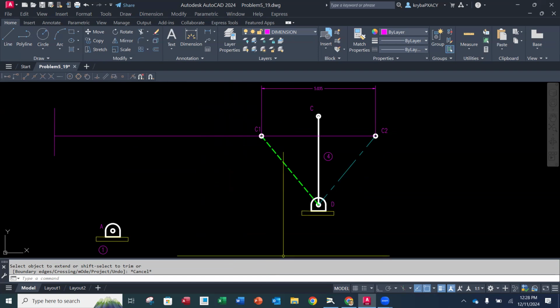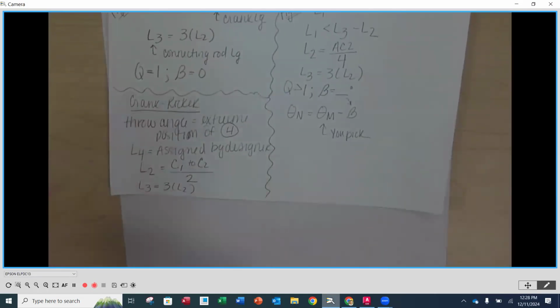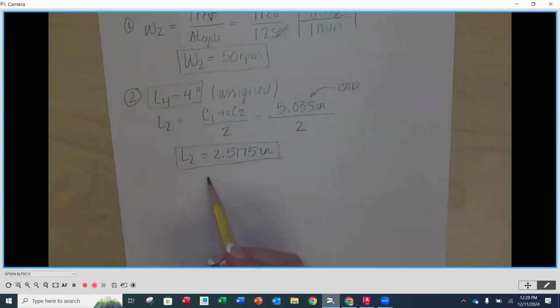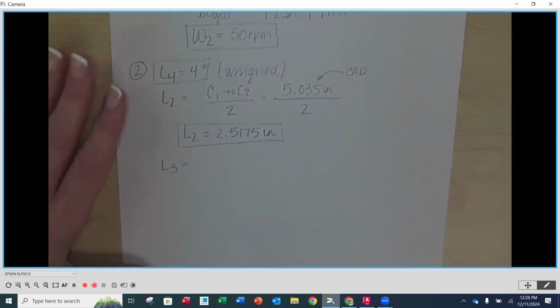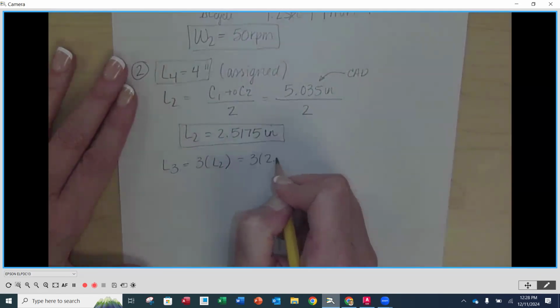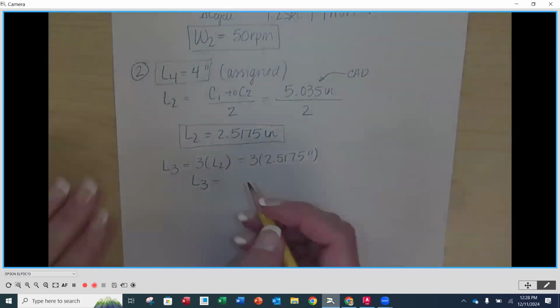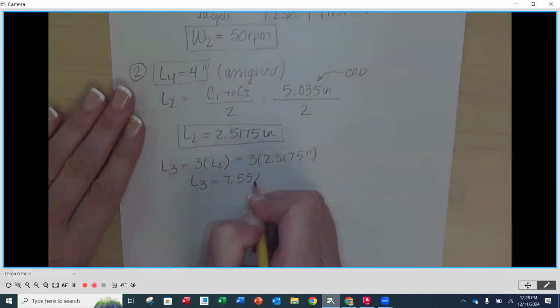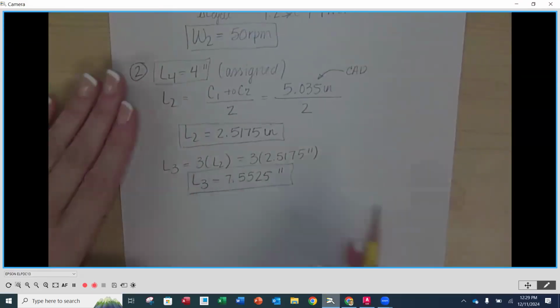Now, the other thing that we need to be aware of, as you recall, our L3 has to be 3 times L2. So we know how long L2 is going to be, right? We can now calculate L3. So L3 is going to be equal to 3 times L2, which is 3 times 2.5175 inches. So our L3, you guys get 7.5525. I see some nods of the head. Okay.